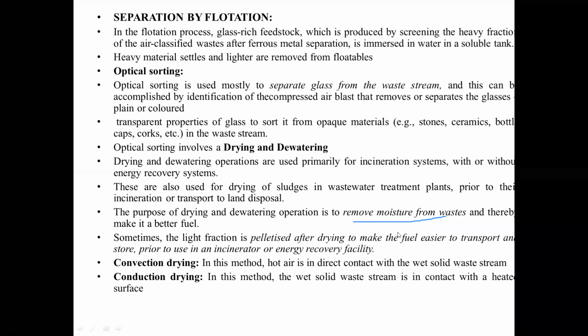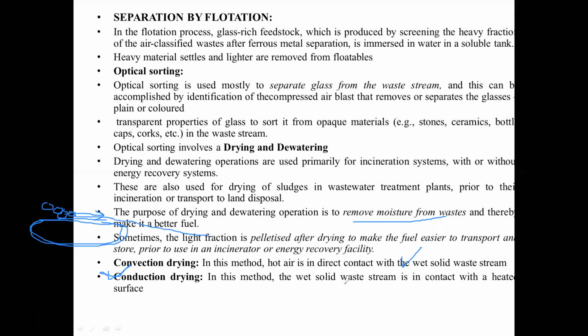Then you have conduction drying. In this method, the wet solid waste comes in contact with heated surfaces, because of which the moisture present in the waste gets evaporated. In the convection system, you blow the air. In the conduction system, you apply the heat on the surfaces. For example, we have a conveyor belt which is heated to some temperature. The waste is thrown on this belt, and while it travels, all the moisture present in the waste gets evaporated.